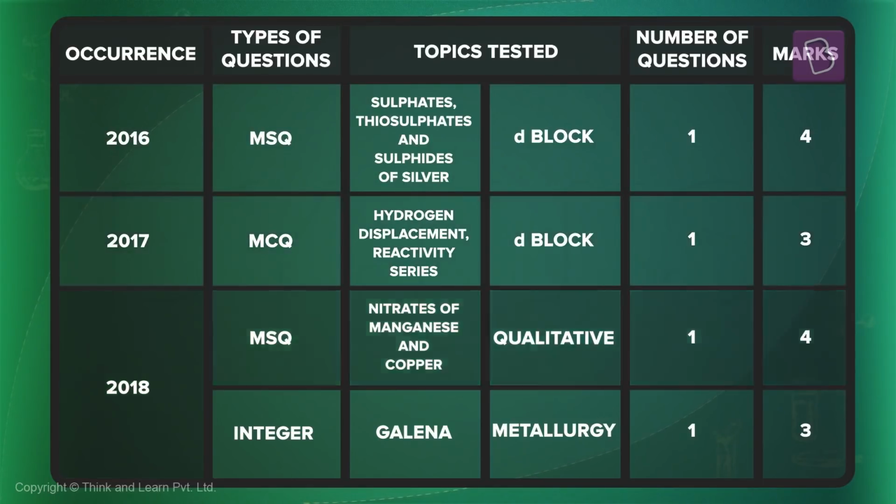So 2018, one MSQ on nitrates and manganese of copper. This was qualitative, and integer questions on metallurgy. So no year had all three of these chapters, which is why we've combined them and we think it's good to do this in one session.